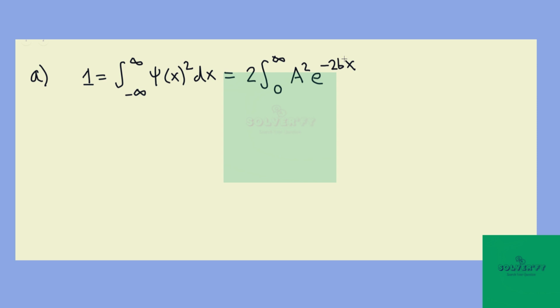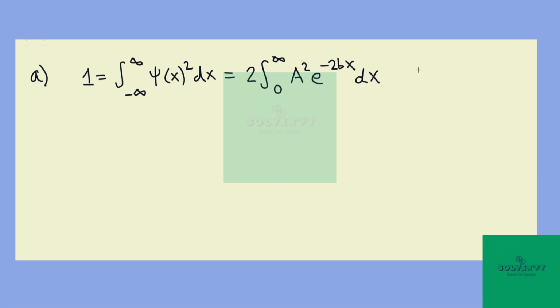So let's first find A using normalization. We know that by normalization, if we integrate over all space our wave function squared, it is equal to 1. Now, because this is a symmetric decaying exponential wave function, we can make use of a trick using the symmetry: we don't need to integrate from negative infinity to infinity. We can simply integrate from 0 to infinity and multiply by 2 because it's symmetric. And specifically, what this square looks like is A squared e to the negative 2bx. I've simply squared the wave function. So this is our integral to compute.